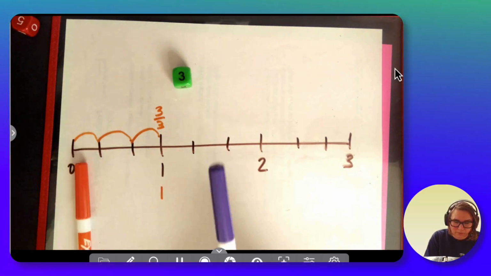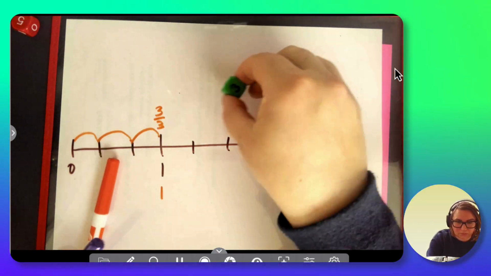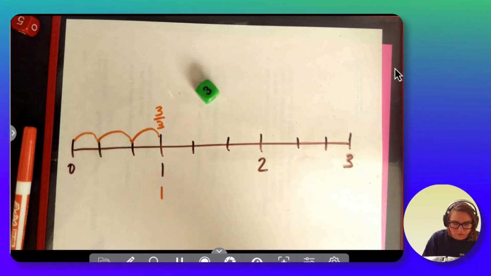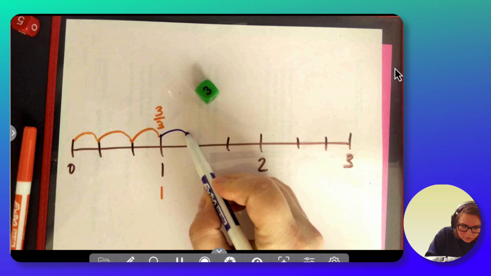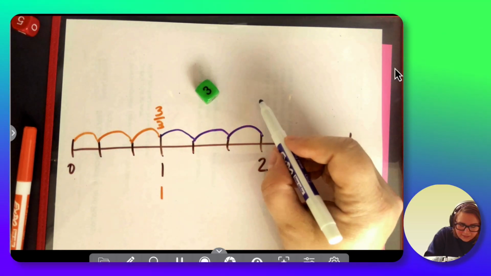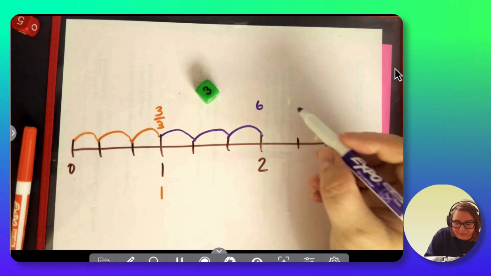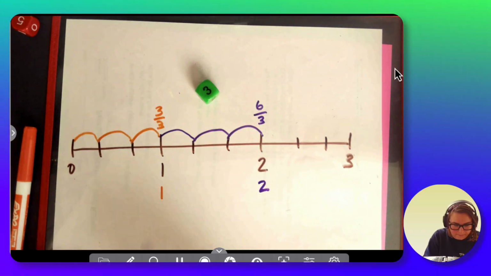Now player 2, purple, is going to take over. They can choose another number or they can roll the dice. Ooh, they also got 3. Look at that. So all together, they're going to continue off from where player 1 left. I should say too, the winner of the game is the first one to get to 3. I'm going to go 1 1/3, 2 1/3, 3 1/3. That's going to get us as an improper fraction 6 thirds or 2.